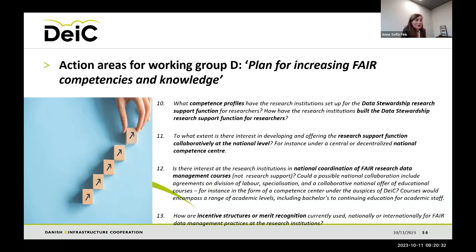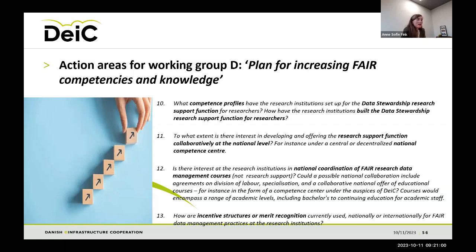Again, to repeat ourselves, we are not the ones to decide what is happening at the university. That will come motivated from within the university and what's needed from researchers. But we will look into whether something like that could support what the universities, the way they want to go.